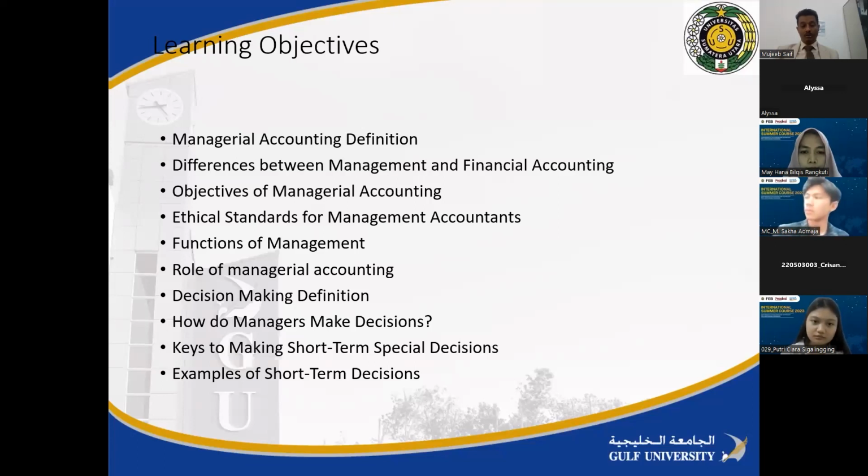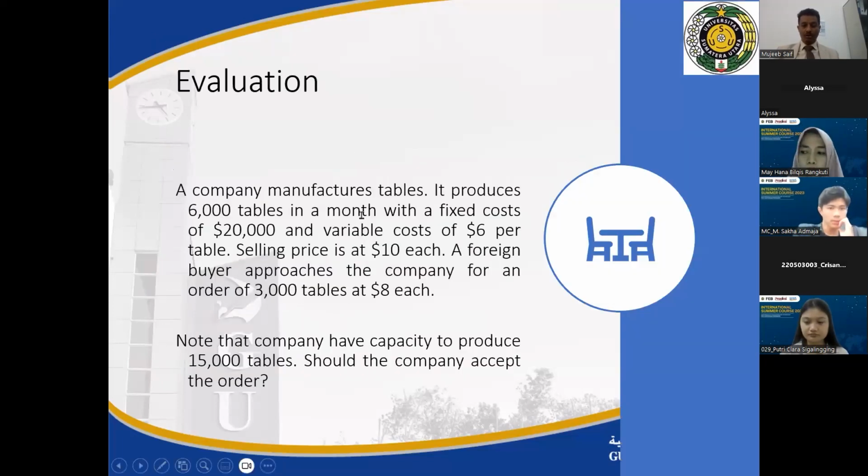We are also going to see some functions. What is the role of managerial accounting? And we will introduce the decision-making definition, how managers make decisions, and some exercises regarding making a decision. All these topics we will try to cover in this session. Before we see all these topics, I would like to show you a small exercise before we start our session.